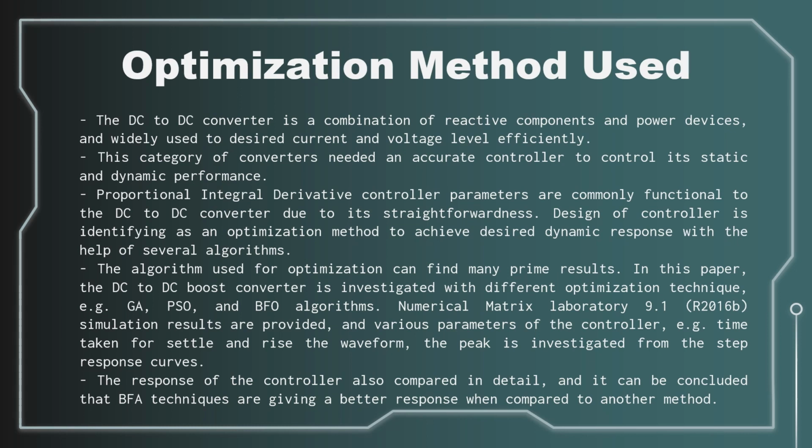In this paper, the DC to DC boost converter is investigated with different optimization techniques, for example GA, PSO, and BFO algorithms, using MATLAB R2016b. Simulation results are provided, and various parameters of the controller, for example time taken to settle and rise of the waveform and the peak, are investigated from the step response curve.